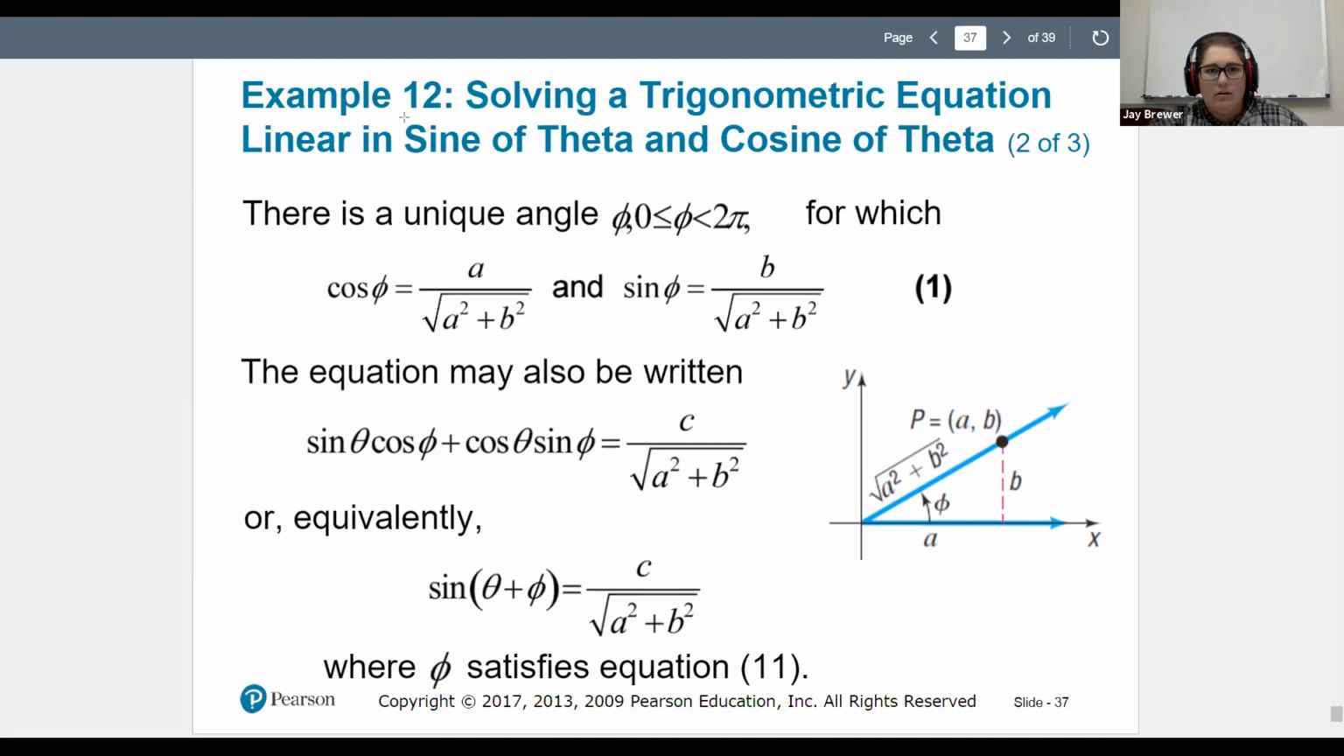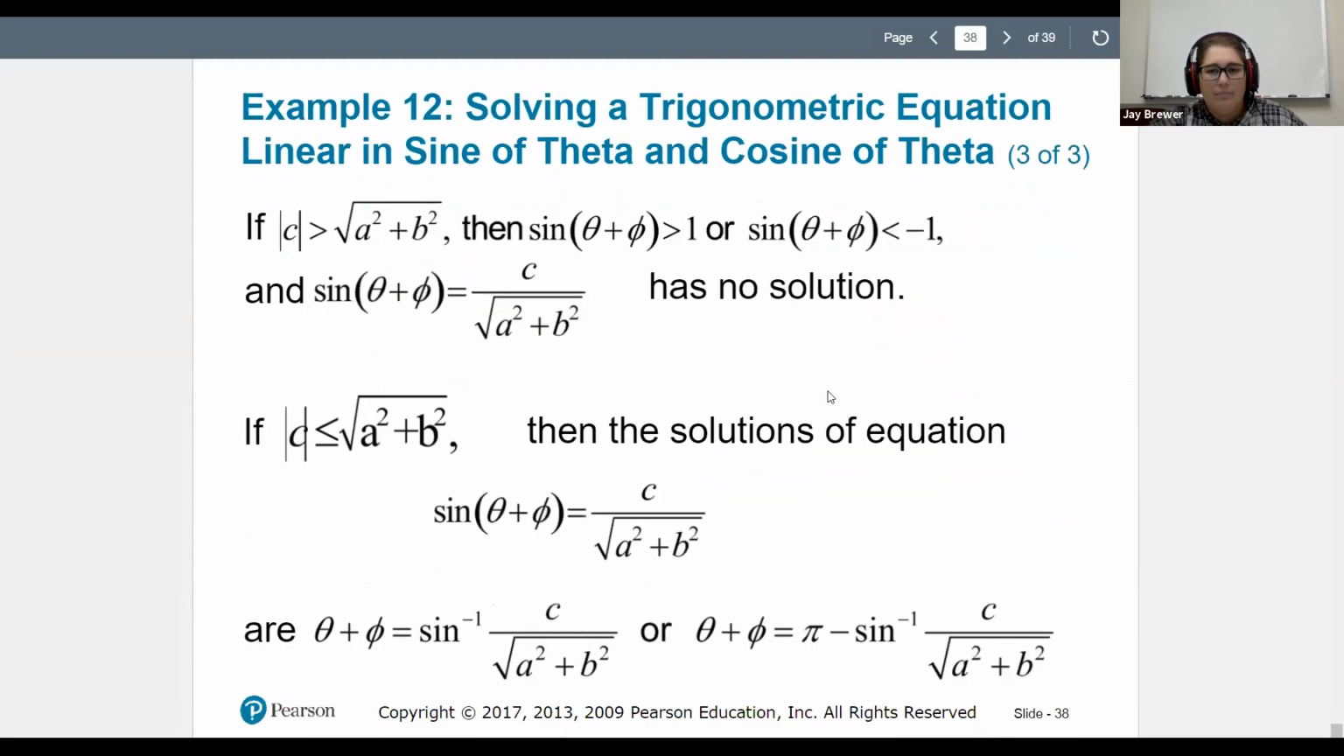Lastly, when we solve it out, okay, here we find if the absolute value of c is greater than the square root of a squared plus b squared, then that means that sine of theta plus phi has to be greater than 1, or the sine of theta plus phi has to be less than -1. Okay, so therefore there are no solutions in that situation.